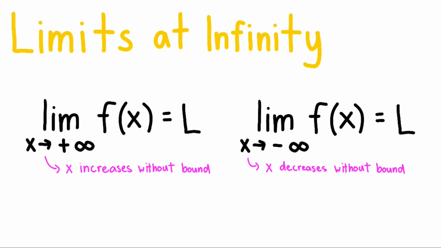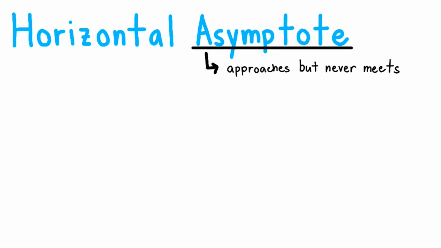Before we move on to our examples, we also discuss what a horizontal asymptote is. To understand this, let's first focus on the word asymptote. When we say asymptote, what we mean is a line that approaches a curve but never meets it, or approaches but never meets. So this is what you need to remember.